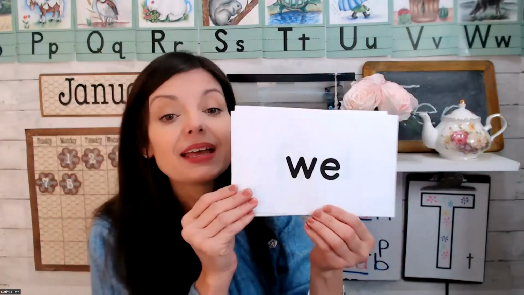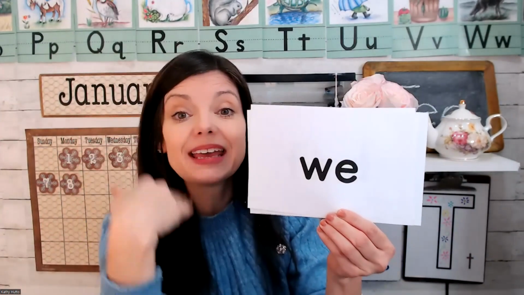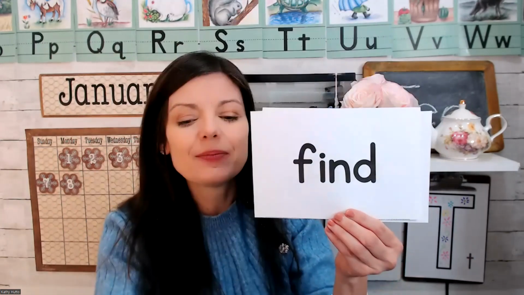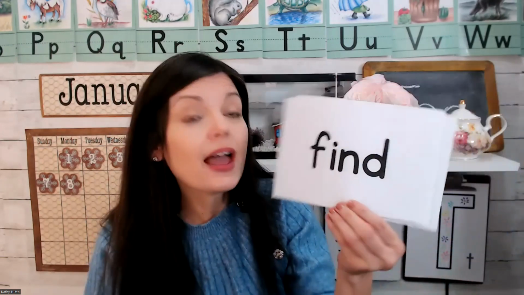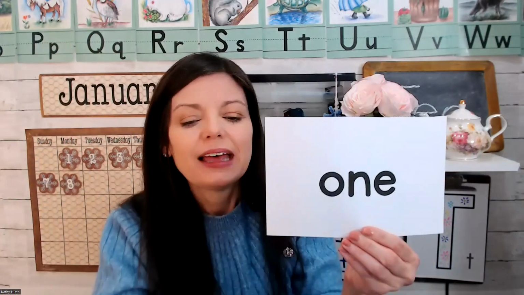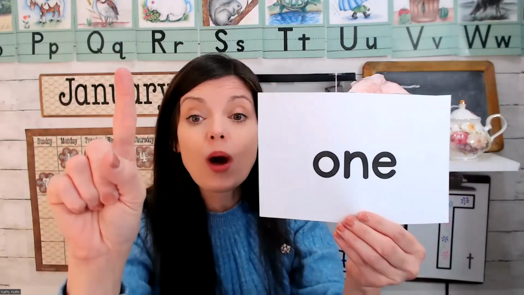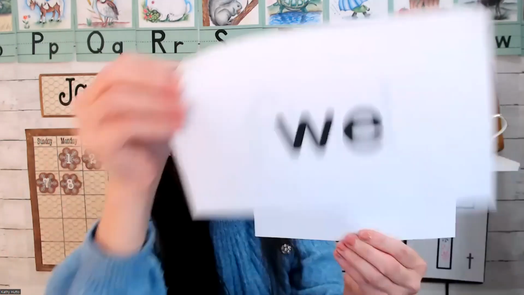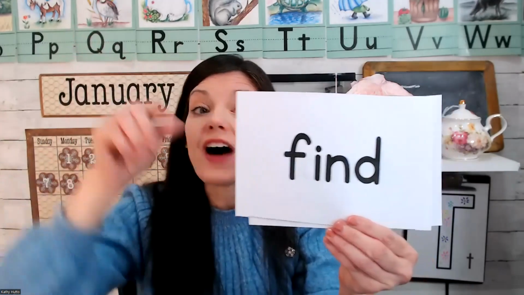W-E. This spells we. Can you say we? We. F-I-N-D. Find. Can you say find? There it is. Find. O-N-E. That's number one. Can you say one? Let's read these again. We find one. We find one.